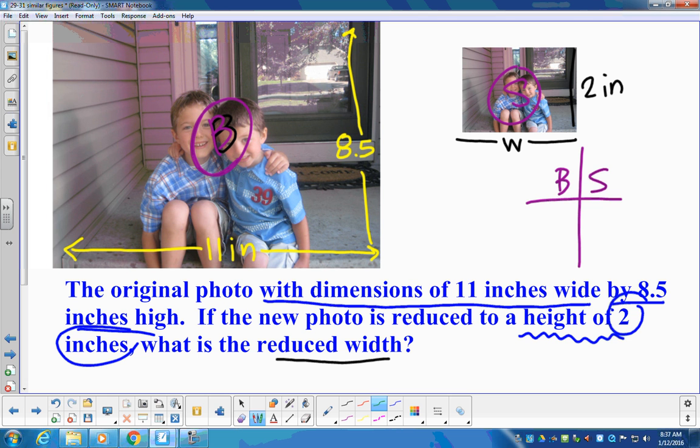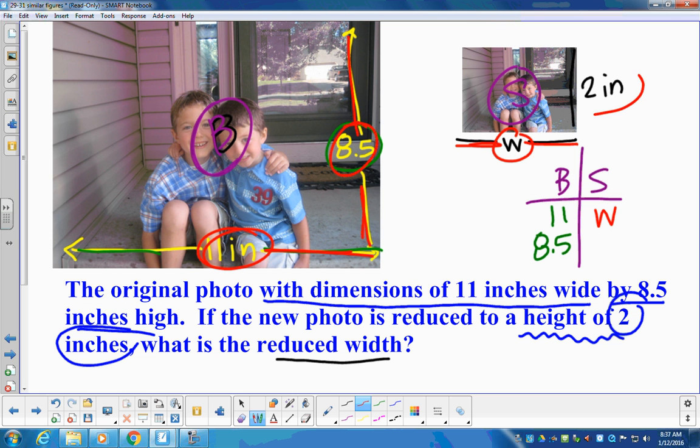Okay, I'm going to start to solve. I know you're trying to catch up here, but the 11 is in the big photo, and there's an 8.5 in the big photo. Now it's super duper important that you put things in the right spot. These two, it doesn't make any difference. But once they're in, this is crucial. The 11 is in the same spot as the W. You could have an X, some of you might be using an X, but 11 and W are in the same spot. The 8.5 is in the same spot as the 2.